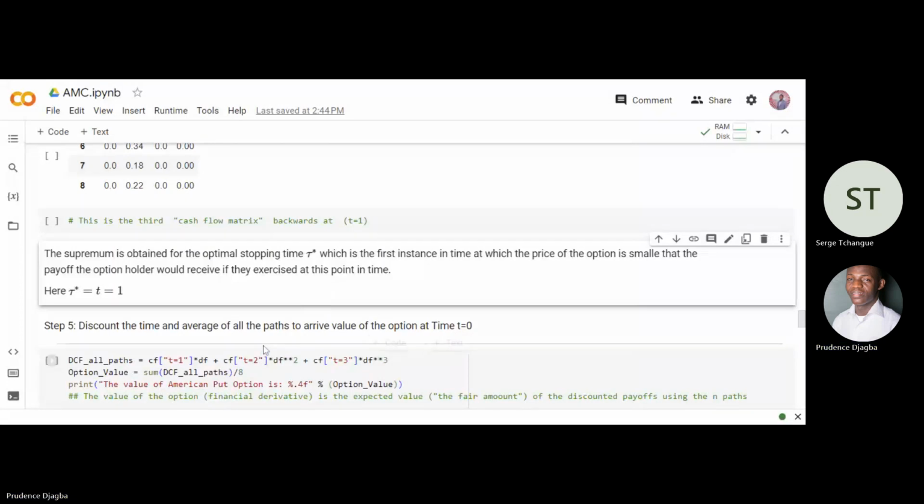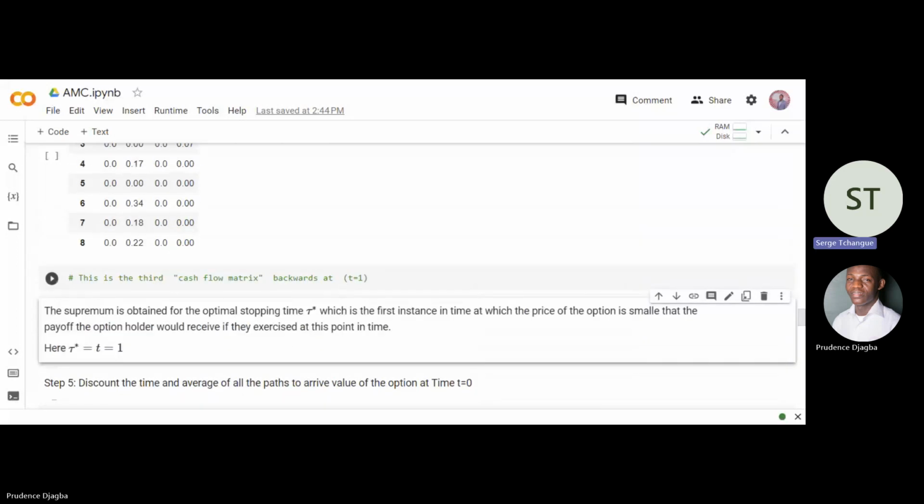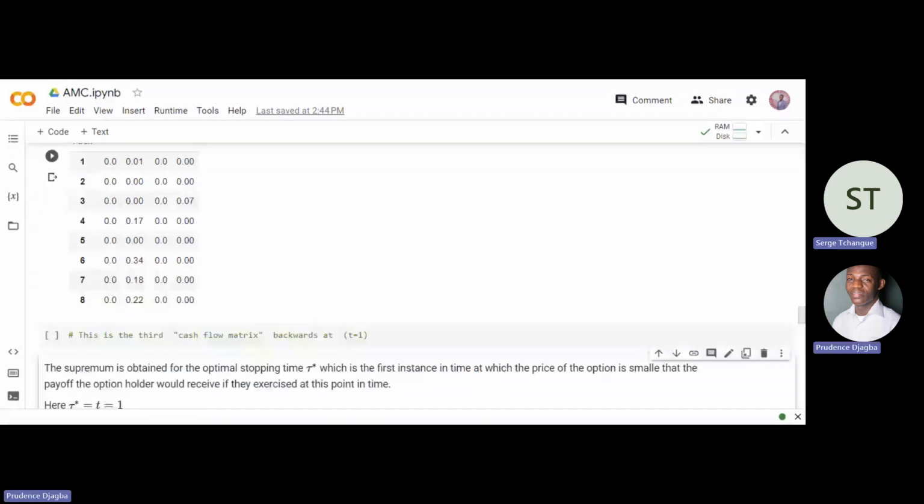The summation for all the cash flow matrices multiplied... No, you don't need to know the optimal time. For each time you put the value that is optimal, then for each path you do that until t0. You discount it until t0. You don't stop at the optimal time. You don't care about the optimal time. It's not the question. The question is just the expected value. So you calculate the expected value for each path, and then you just do the average of that.